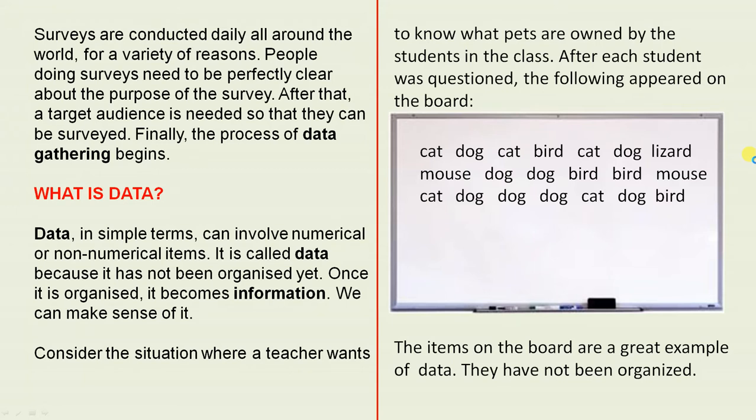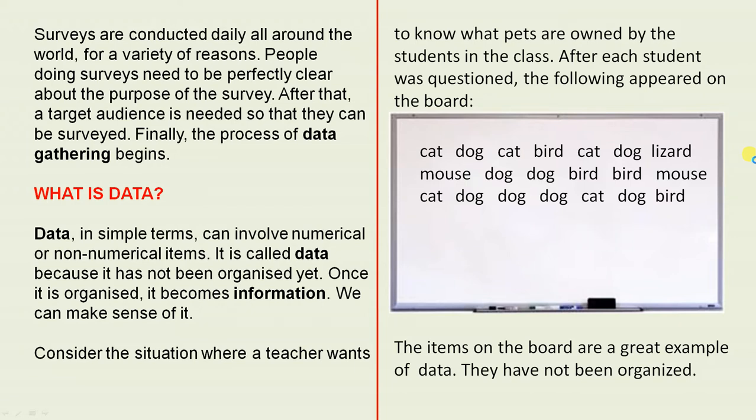What is data? Data, in simple terms, can involve numerical or non-numerical items. It is called data because it has not been organized yet. Once it is organized, it becomes information. We can make sense of it.